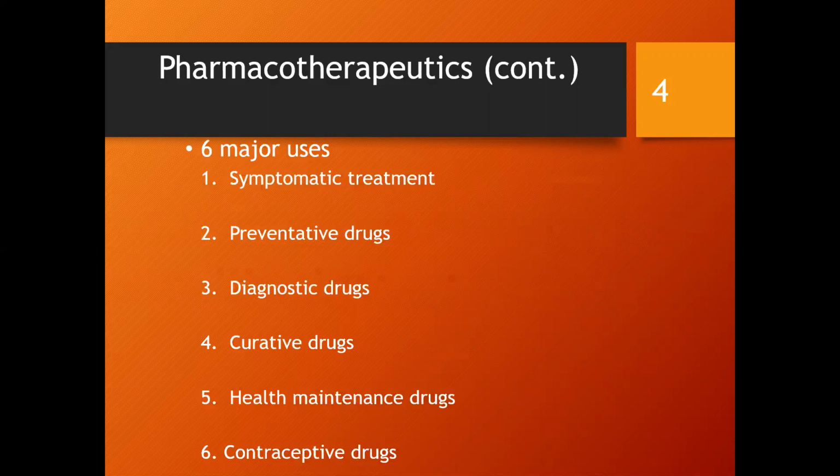Third one is diagnostic drugs. A lot of times those are utilized in diagnosing diseases, such as using IV dye contrast during a CAT scan. Four is curative drugs. The best example there is chemo medications. And then the 5th one is health maintenance drugs. So those would be like vitamins, minerals, things like that. And 6, contraceptive drugs. So that's exactly as it sounds like. It's used to prevent pregnancy.